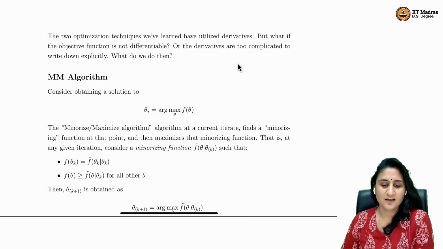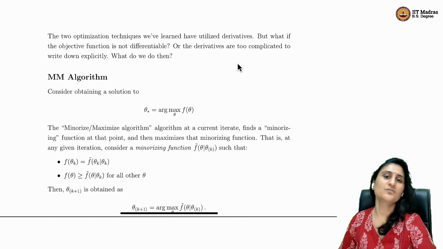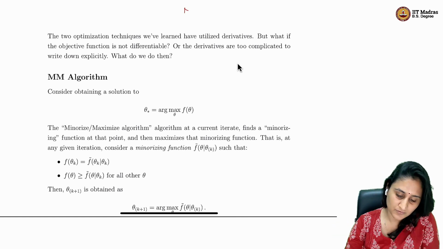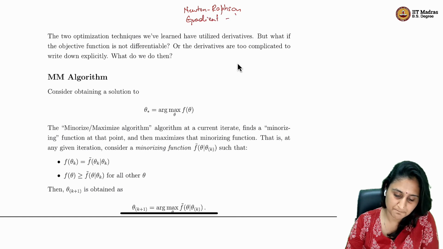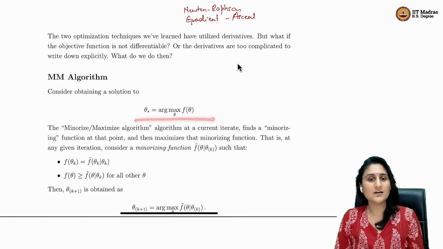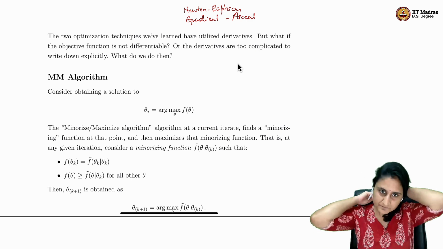So we've been discussing optimization techniques for finding solutions to various optimization problems. So far, we've discussed two different algorithms: the Newton-Raphson algorithm, and the gradient ascent or descent algorithm, right? In an effort to solve this particular problem where we want to obtain theta star, the argument that maximizes the function f of theta.